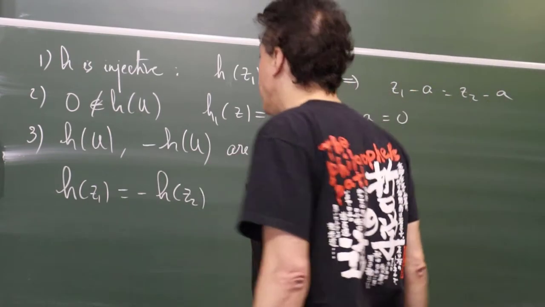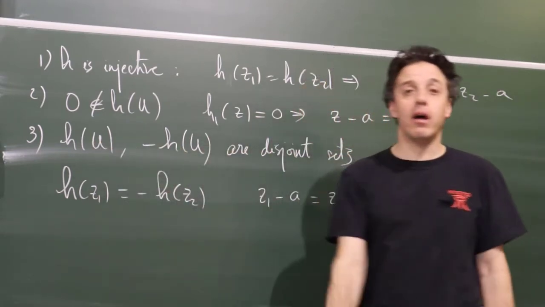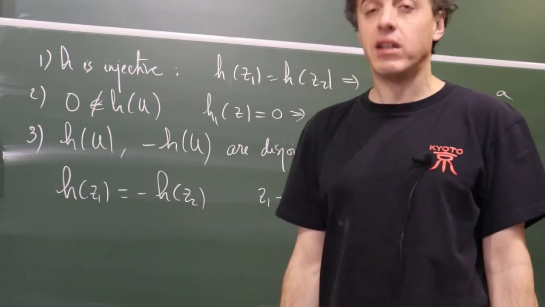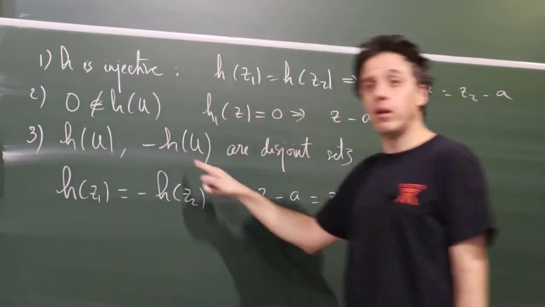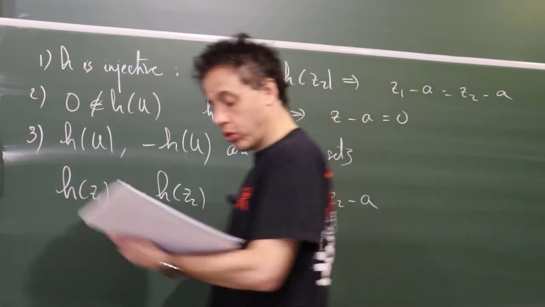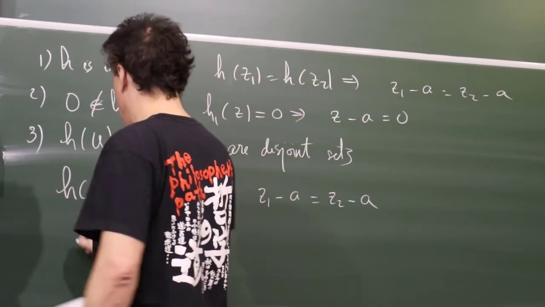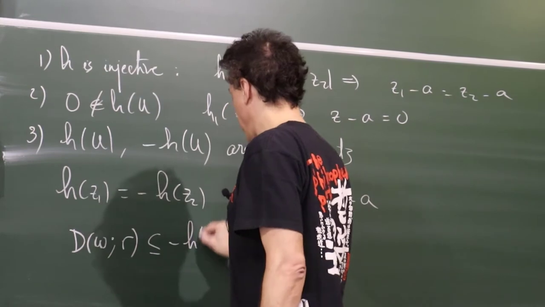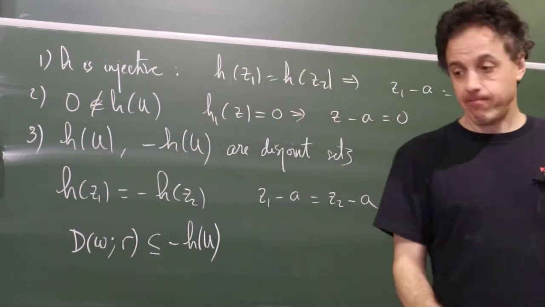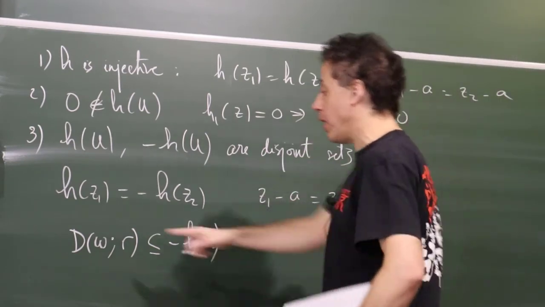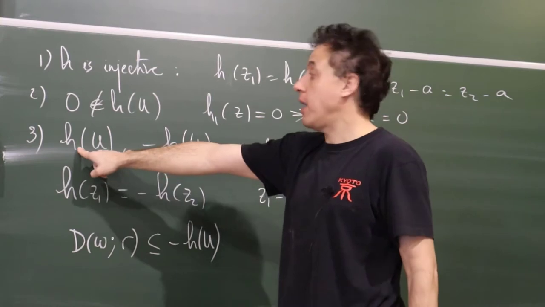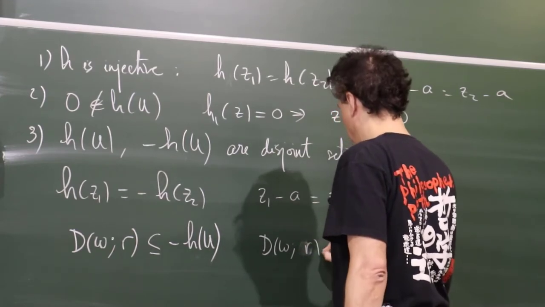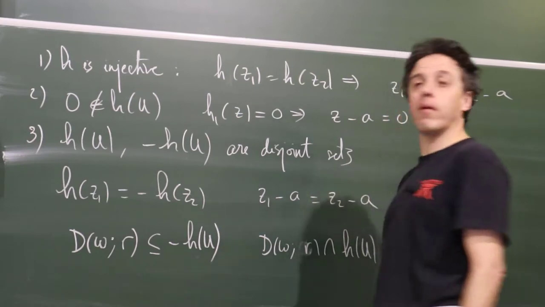Okay, and finally, remember the open mapping theorem. These are open sets, because the image of an open set under a holomorphic function is itself an open set. So here, this set is open. So take a disk in minus h(U). Consider some disk contained in minus h of U. Okay? This disk is contained here, so this disk has empty intersection with h of U.